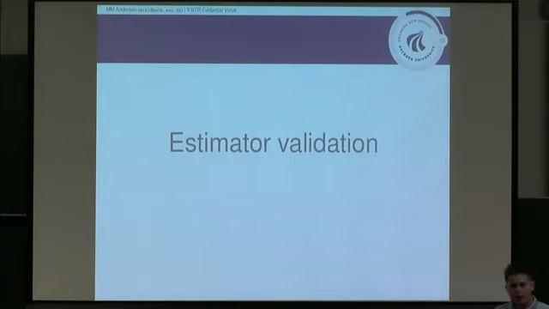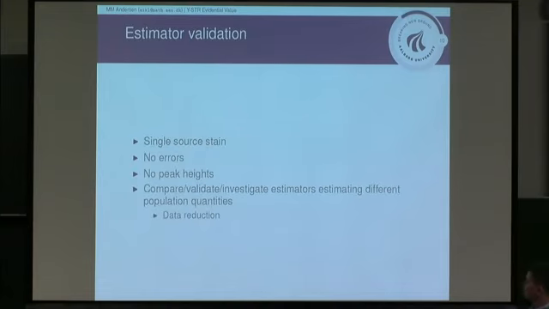So now I want to talk about comparing estimators of the likelihood ratio. We are in the case where we have a single source stain, we assume that there are no typing errors, and we have no peak heights. So we have just a single profile with the alleles, and we want to evaluate the evidential value of this match if the suspect matches the stain. There are different estimators, and I'll get to them in a second.